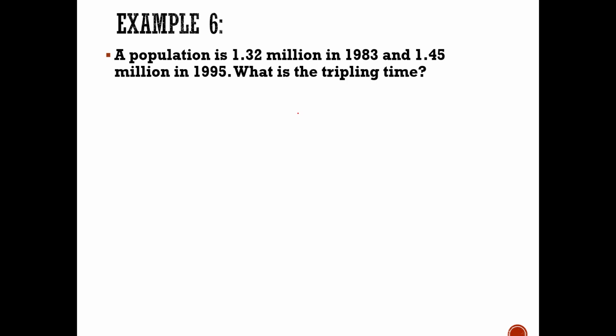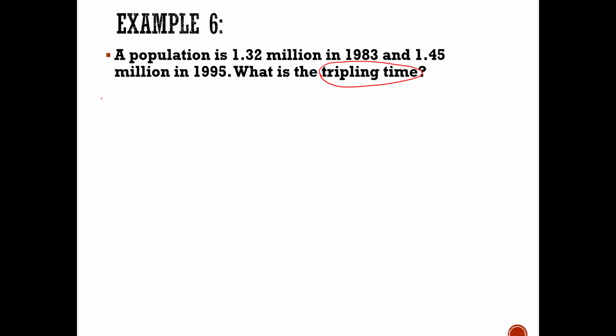The population is 1.32 million in 1983 and then 1.45 million in 1995. What is the tripling time? The problem here has 2 elements. We're looking for the tripling time. However, we're only given the first duration: the initial population is 1.32 million in 1983, and 1.45 million in 1995.